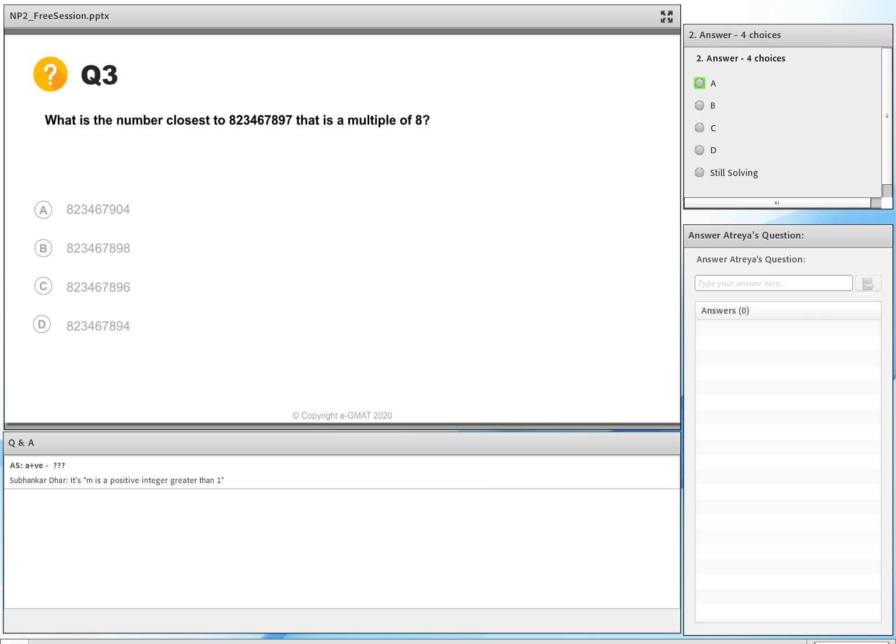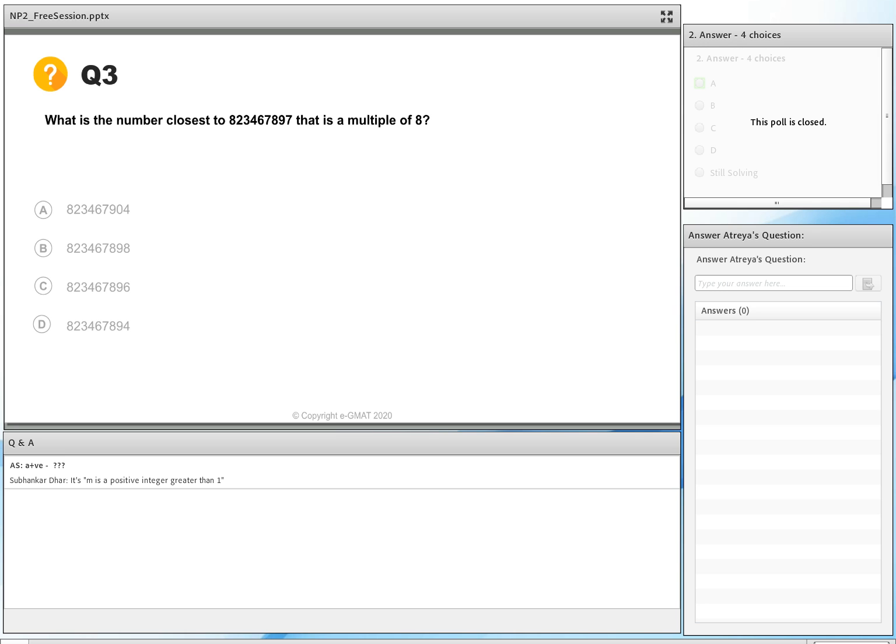All right, 10 more seconds for this question. So if you have not marked your answers, please mark them. 5, 4, 3, 2, and 1.